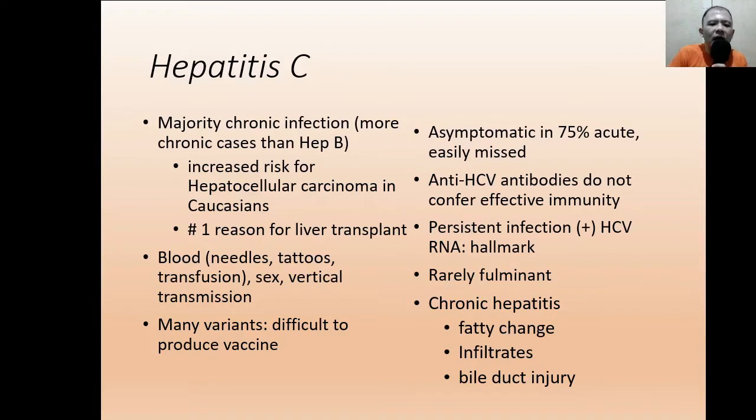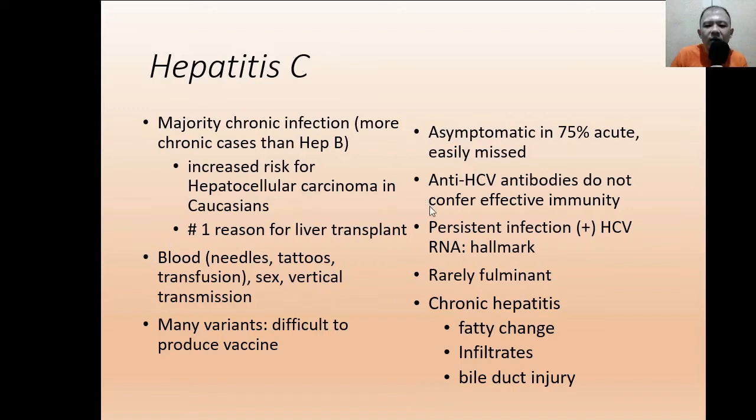By the way, hepatitis B is the most common cause of hepatocellular cancer among Asians. However, hepatitis C is the most common cause of hepatocellular carcinoma in Caucasians or Westerners. Majority of hepatitis C cases are chronic. And the most common mode of transmission is through blood. Secondary is sexual. But majority is blood.